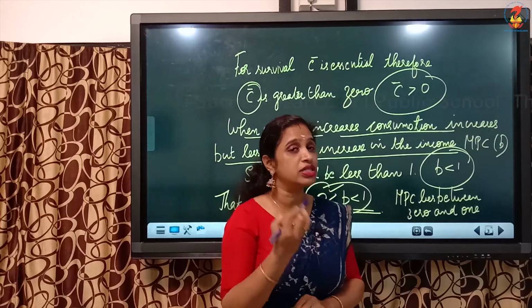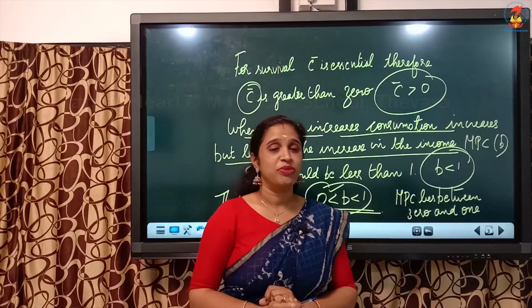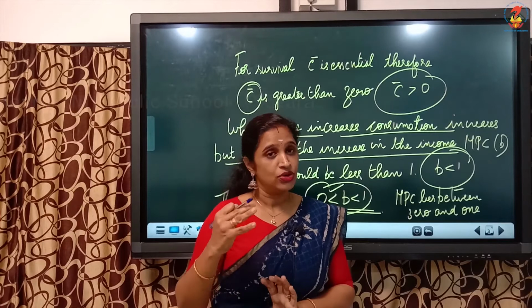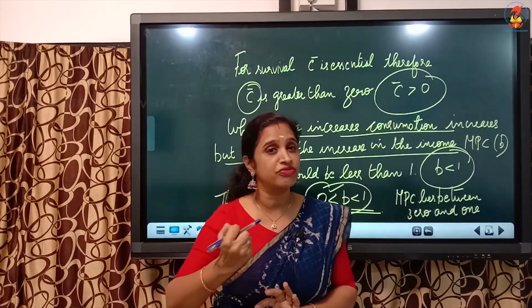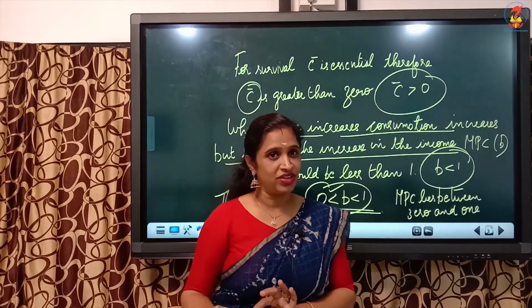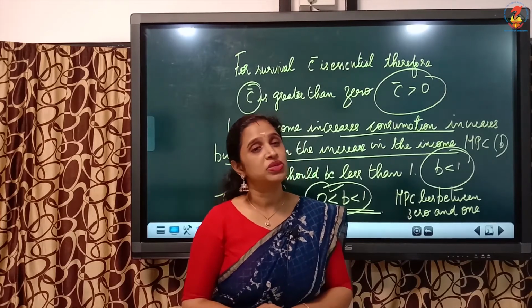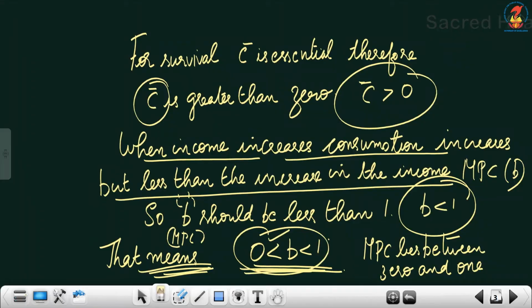The value of marginal propensity to consume lies between 0 and 1, because there will be an autonomous consumption in an economy, and your consumption cannot go beyond a particular level of income because a part of the income will be saved. Therefore, we can say marginal propensity to consume, its value lies between 0 and 1. That is why we have written the equation 0 less than B less than 1. That means marginal propensity to consume lies between 0 and 1.